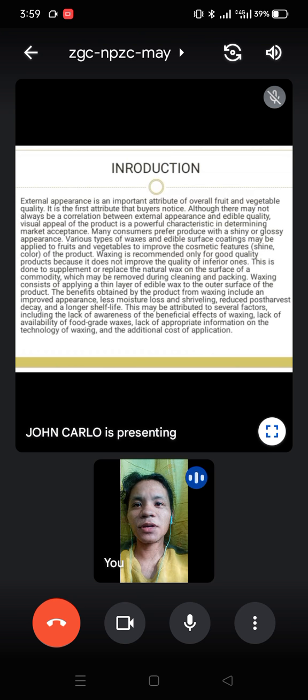Introduction. External appearance is an important attribute for overall fruit and vegetable quality. It is the first attribute that buyers notice. Although there may not always be a correlation between external appearance and edible quality, the visual appeal of the product is a powerful characteristic in determining market acceptance. Many consumers prefer produce with a shiny or glossy appearance. Various types of wax and edible surface coating may be applied to fruits and vegetables to improve their cosmetic features, such as the shiny color of the products.